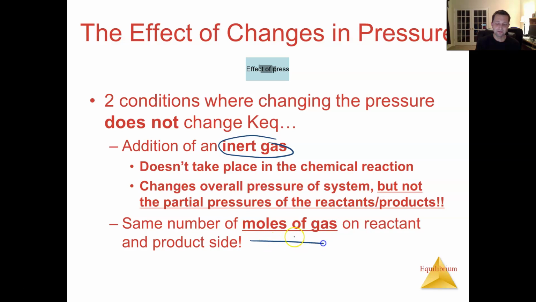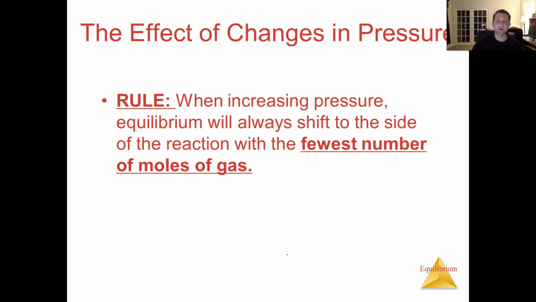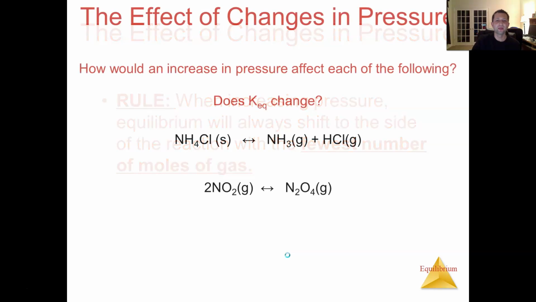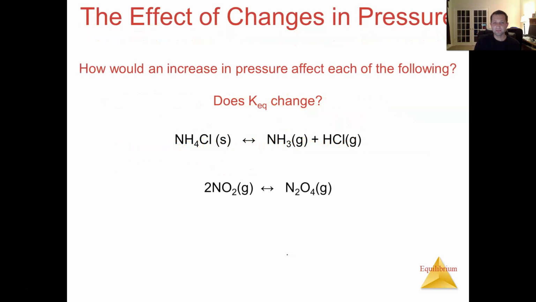Additionally, if you have the same number of moles of gas on the reactant and product side, equilibrium won't move at all. So moles of gas, we'll see, is very important when we talk about pressure. So here's your rule, really, really easy. I think this is the easiest one. When increasing the pressure, equilibrium will shift to the side of the reaction with the fewest number of moles of gas. So here is an example of that.